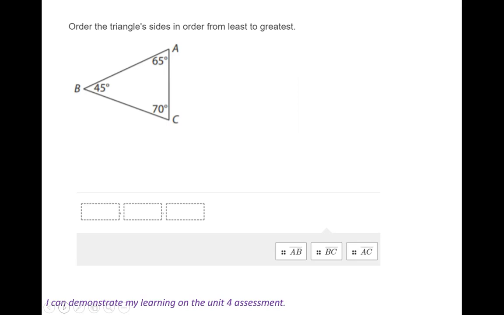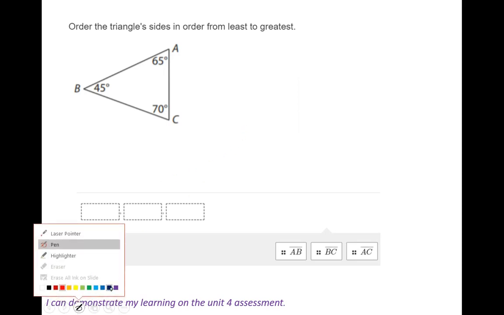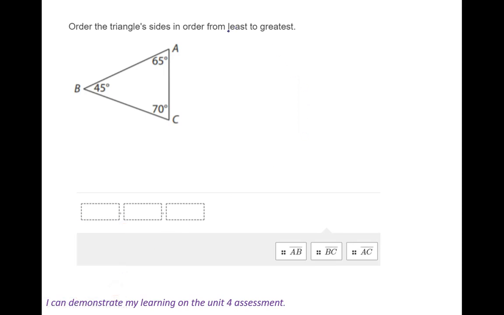Order the triangle sides in order from least to greatest. Definitely want to make sure that we are reading the order. So we want least to greatest, which is going to be small to big. So I'm going to start with the smallest angle. To do this problem, we need to remember something we learned at the very beginning of the unit, that the smallest angle, in this case the 45, is always across from the shortest side.